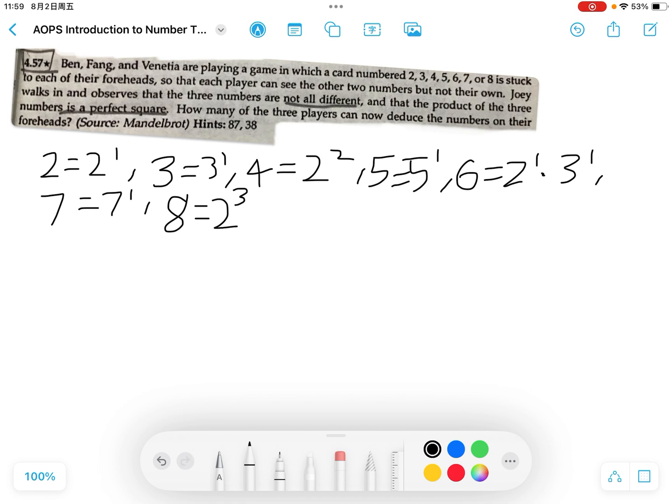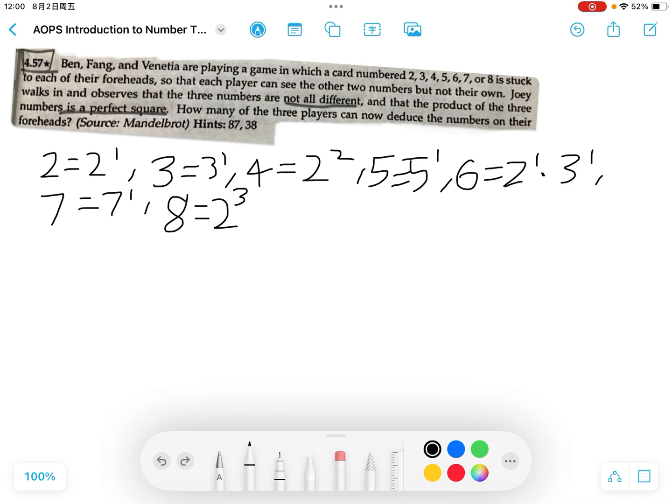Okay, so we want a perfect square for the product of these three numbers that are not necessarily distinct. A perfect square has a prime factorization with all primes having even exponents. So 4 is a perfect square. Why? Because its prime factorization is 2 squared, and the exponent 2 for the prime 2 is even. 8 is not a square number. Why? Because its prime factorization 2 cubed has an exponent of 3, which is not even. So we just want the product of the three numbers to have prime factorizations with even exponents.